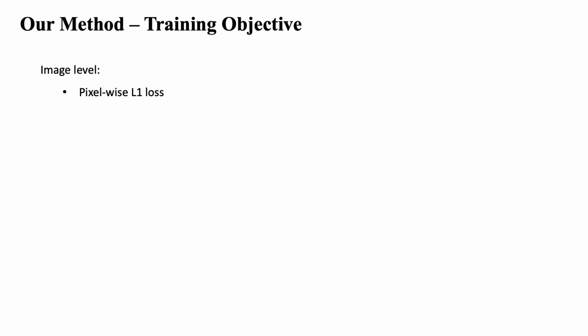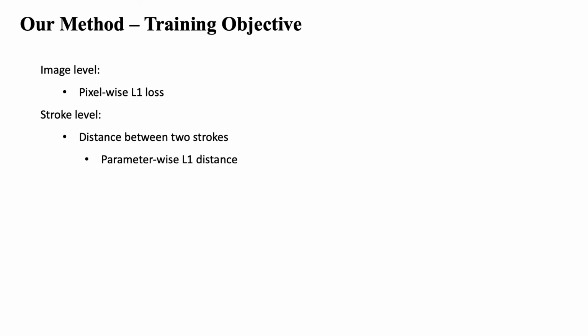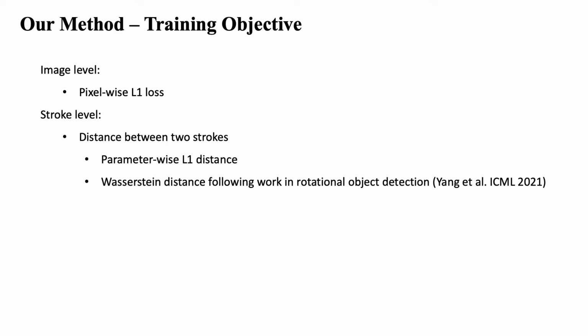On stroke level, we first propose some metrics to measure the distance between two strokes, which include parameter-wise L1 distance, W distance from a recent work in rotational object detection, and binary cross entropy to measure the decision score similarity. More details on the formulation can be found in the paper.